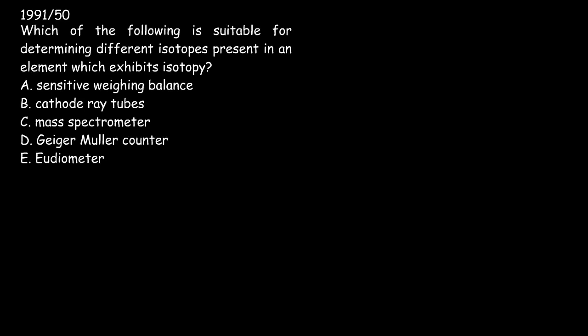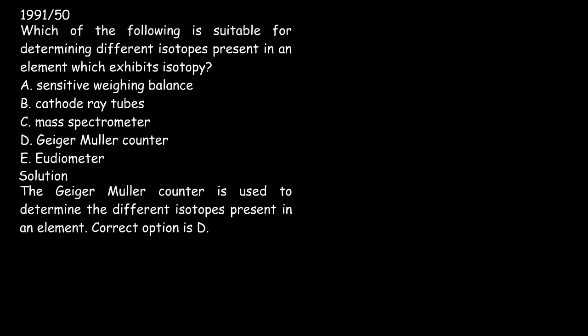We have another question from 1991, and it states: which of the following is suitable for determining different isotopes present in an element which exhibits isotopy? A. Sensitive weighing balance. B. Cathode ray tube. C. Mass spectrometer. D. Geiger-Muller counter. And E. Iodometer. Now the solution: the Geiger-Muller counter is used to determine the different isotopes present in an element, and the correct option is D.